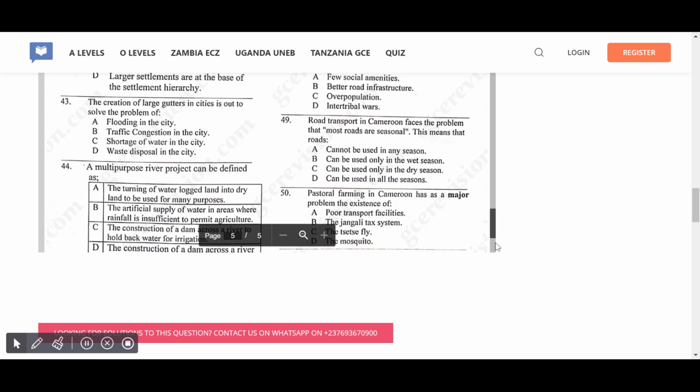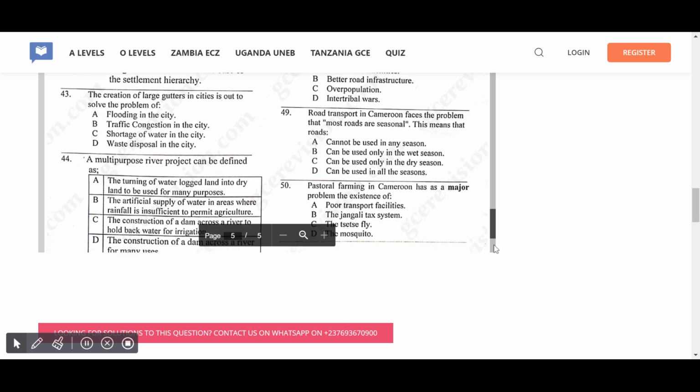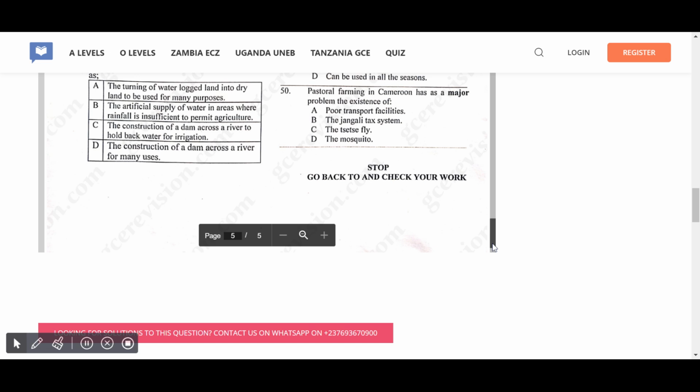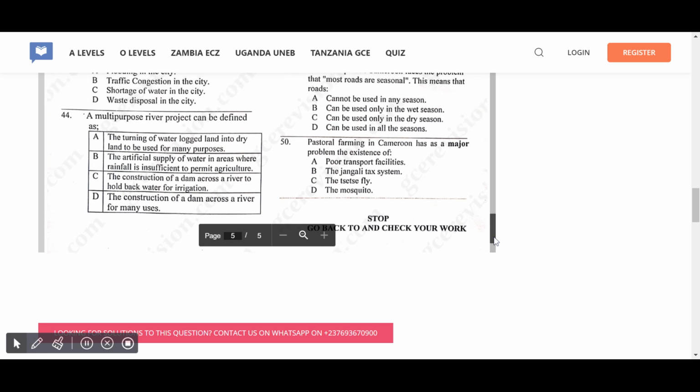Question 44. A multipurpose river project can be defined as... The answer is D. The construction of a dam across a river for many uses.